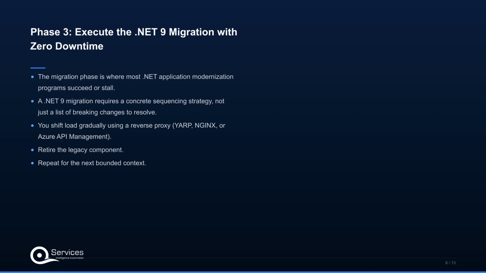In practice, identify the service with the lowest coupling and highest change frequency, build it on .NET 9, route 5% of traffic to it, validate behavior and performance, then increase to 100%. Retire the legacy component. Repeat for the next bounded context. Microsoft's official .NET porting documentation covers the compatibility analyzers that surface breaking changes before they reach production.